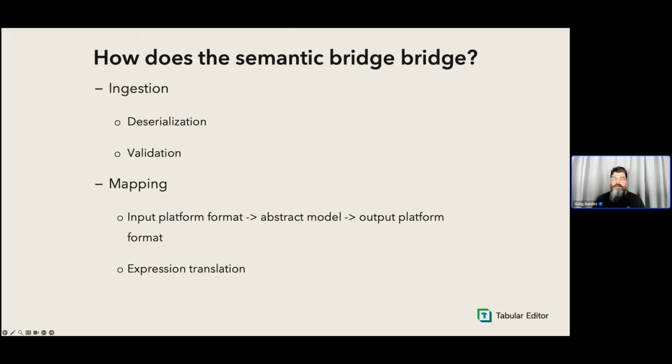If we've got a metric view that's defined in a YAML format, we'll look at a couple of those, we need to be able to read that model in. We deserialize from the serialization format from that YAML. We do some validation to make sure that it is a valid metric view. And then we've got a mapping phase. For mapping, what we do is we take the input platform format, in this case, a metric view. We take it through our internal mapping layer where we've got this abstract model, and then we output to the destination platform's format, in this case, the Microsoft semantic model.